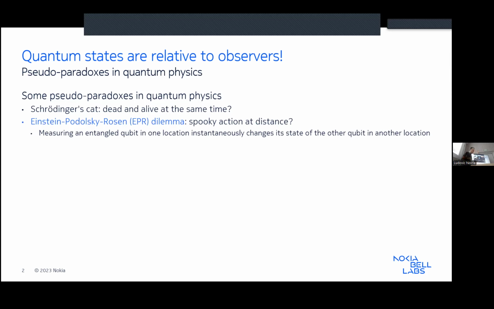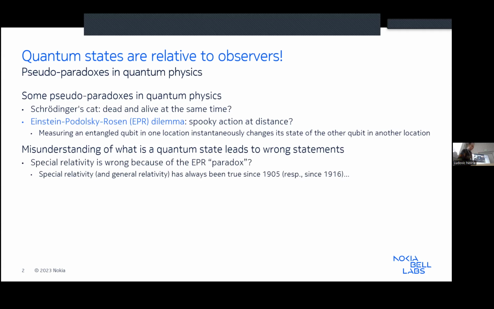The idea is that if you have a pair of qubits that are entangled and you measure one of them, then you change the state of the qubit you measure, but it instantaneously changes the state of the other qubit. And a misunderstanding of what a quantum state is may lead to wrong statements. I set a few of them here.